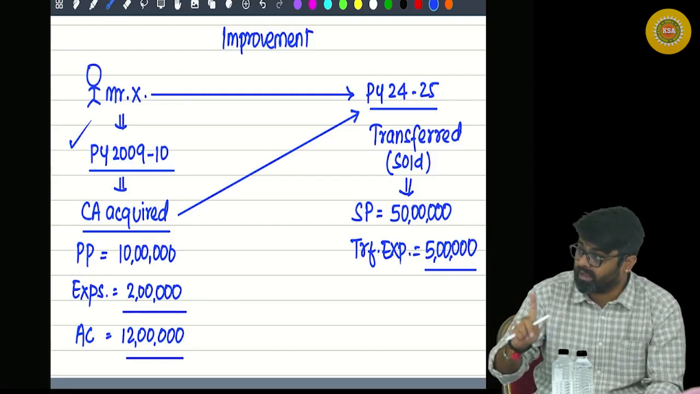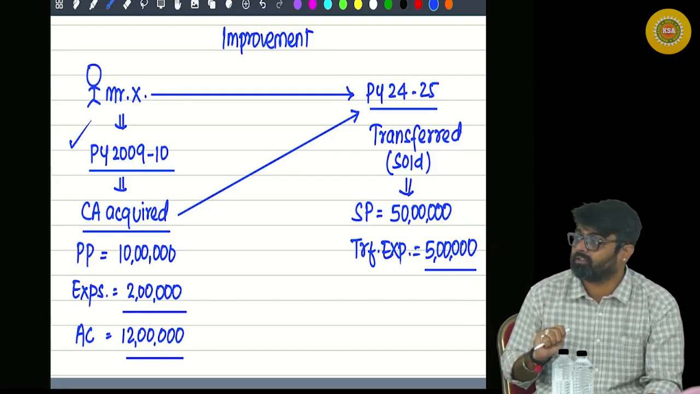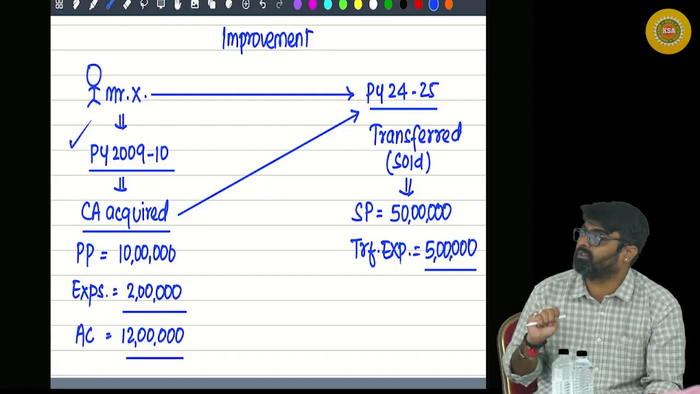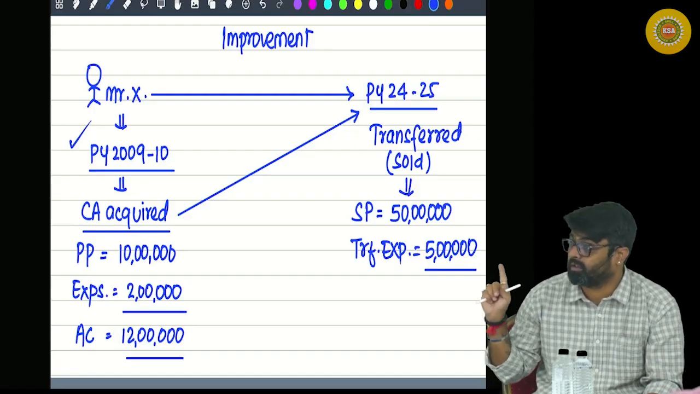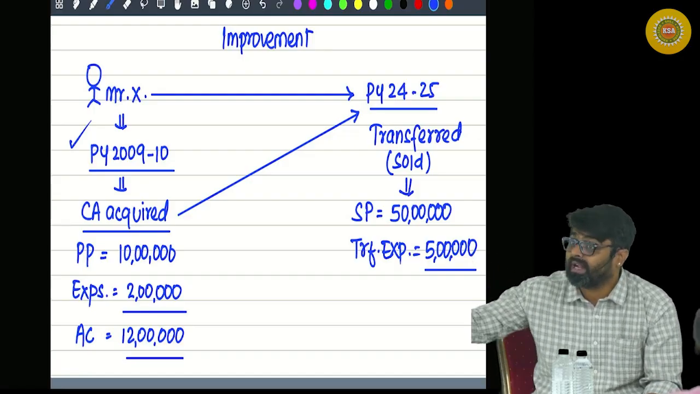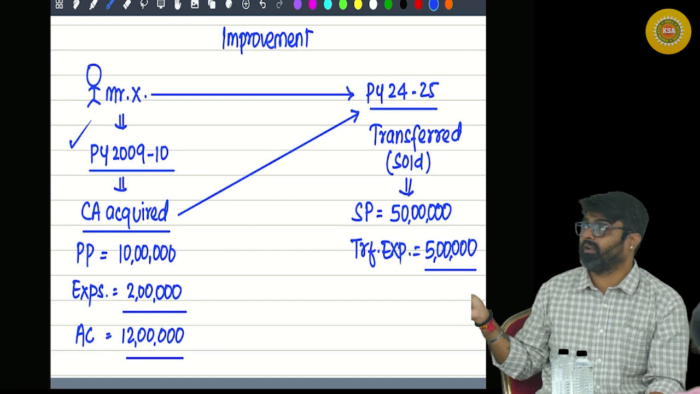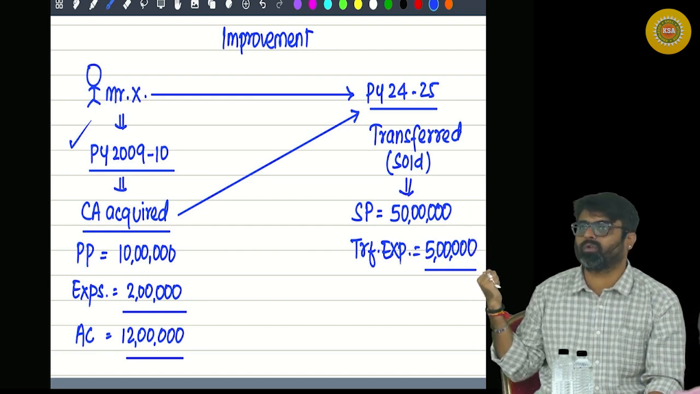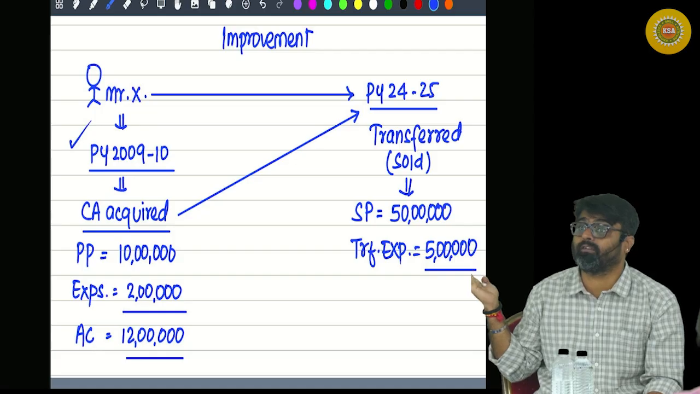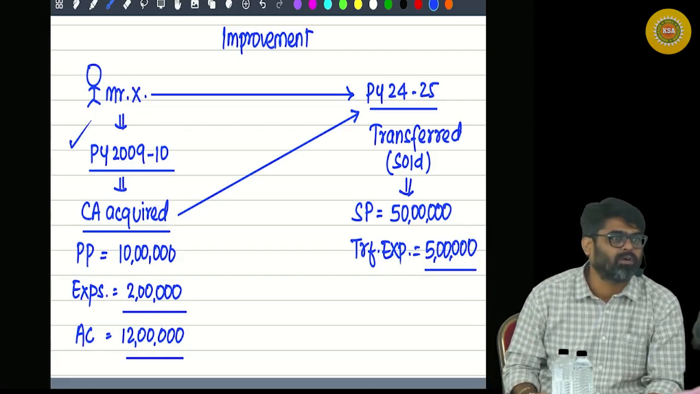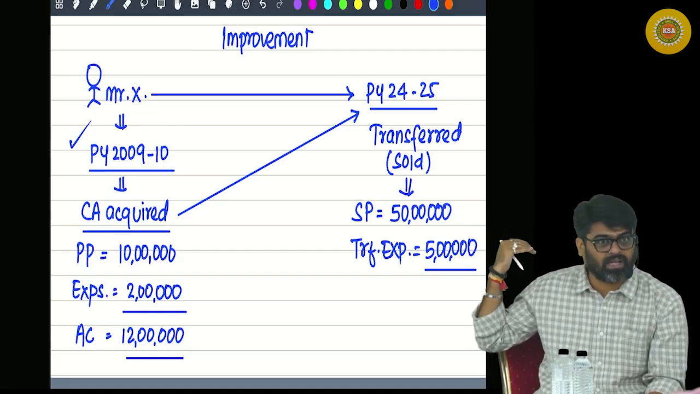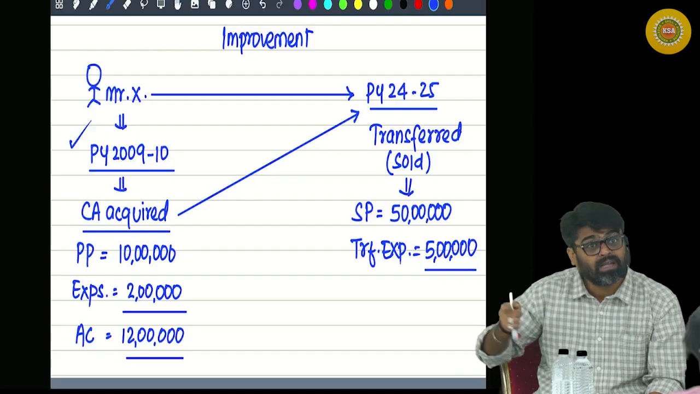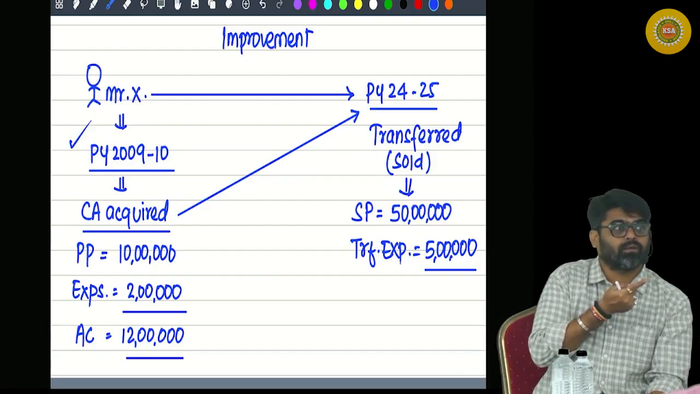and by incurring that cost, the value of that asset is increasing. So right now you are able to receive this 50 lakhs for that improved asset. If that improvement was not done, this 50 lakhs you would not have received. You would have received less amount. Yes or no? So this increased amount of selling price you are receiving for an improved asset.